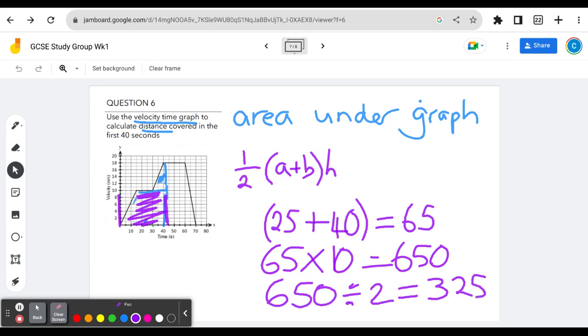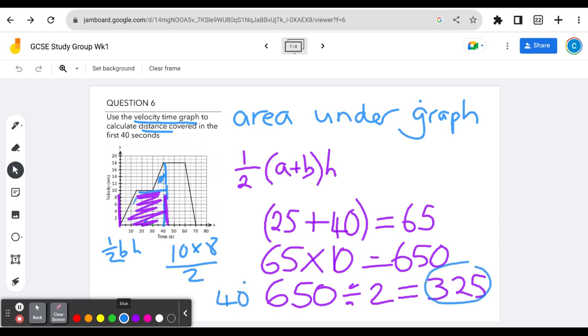Okay, that's the purple. And then now let's look at the triangle. Every triangle is half base times height. All right, so I'm going to do base times height, then divide by 2. The base of that triangle is just 10 across. And the height of that triangle goes from 10 to 18. That's 8 up. And then I'm going to divide that by 2. So that's 80 divided by 2 is 40.